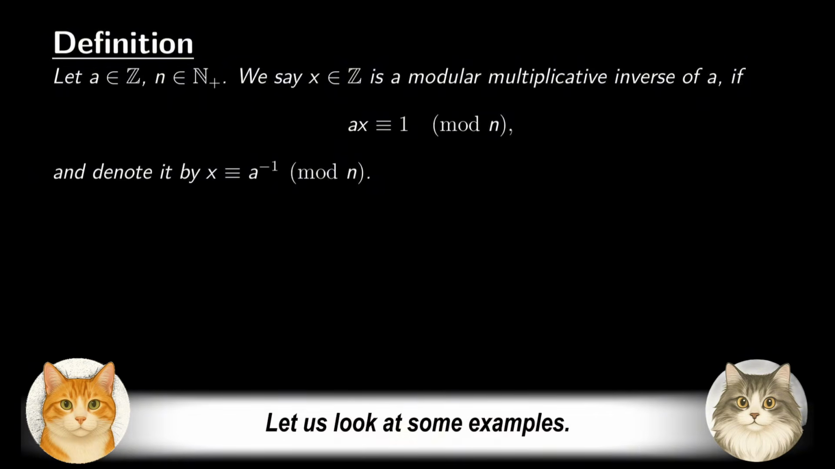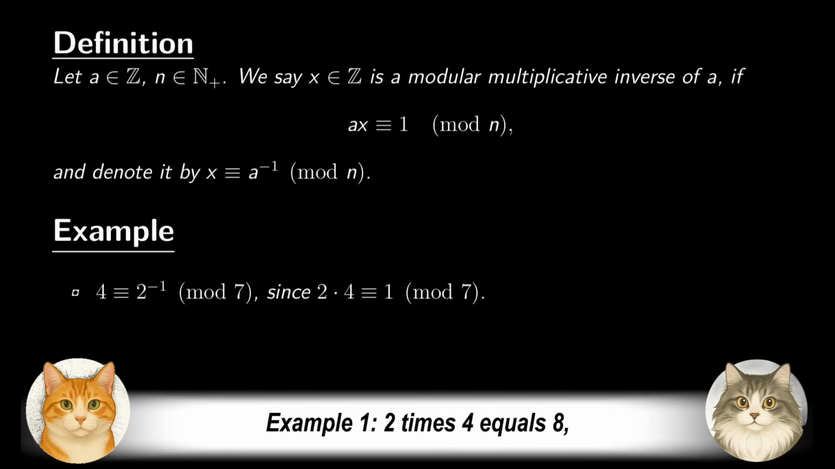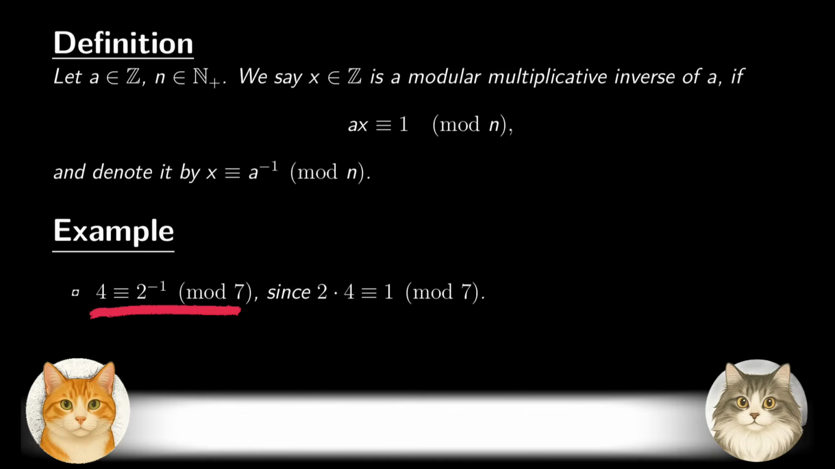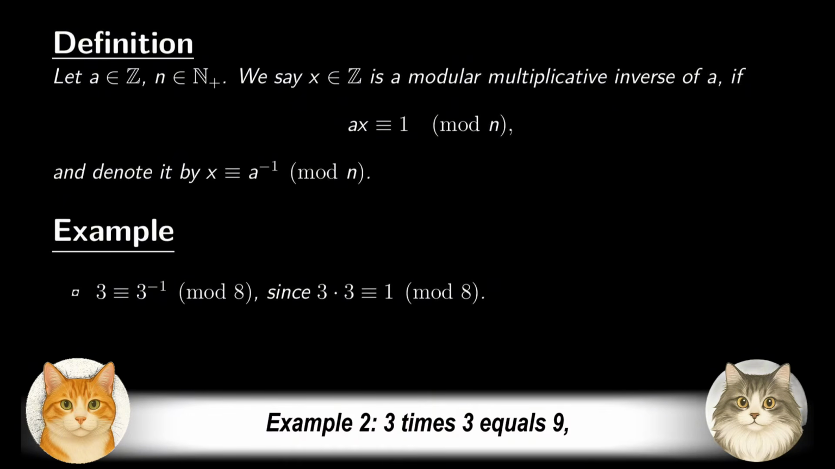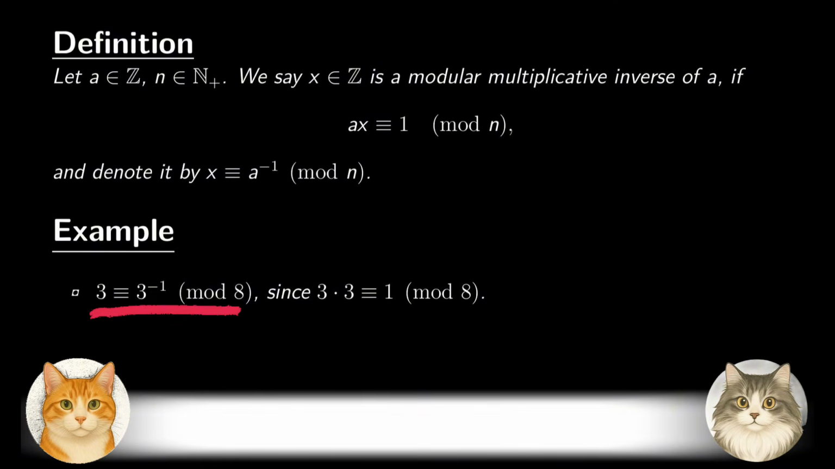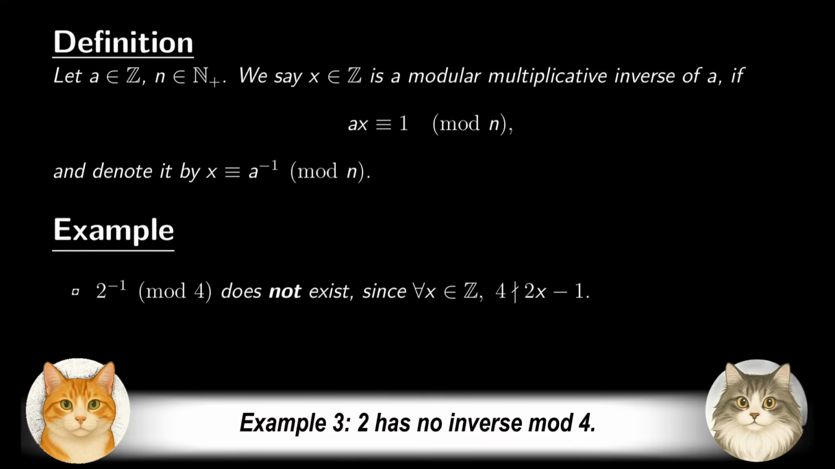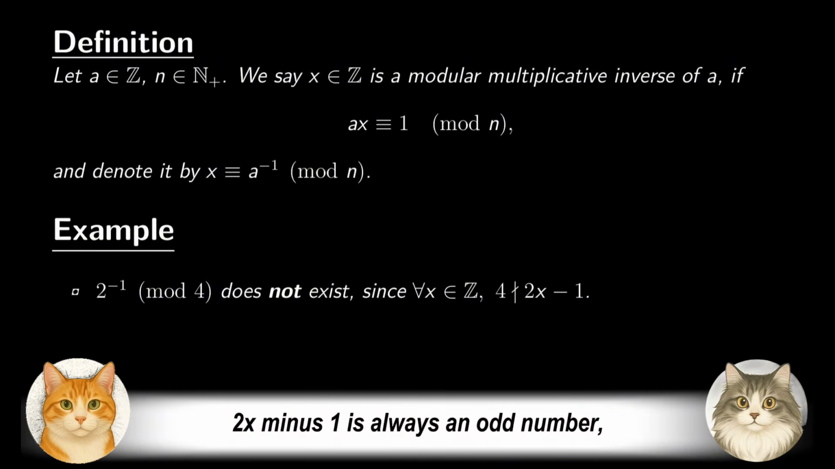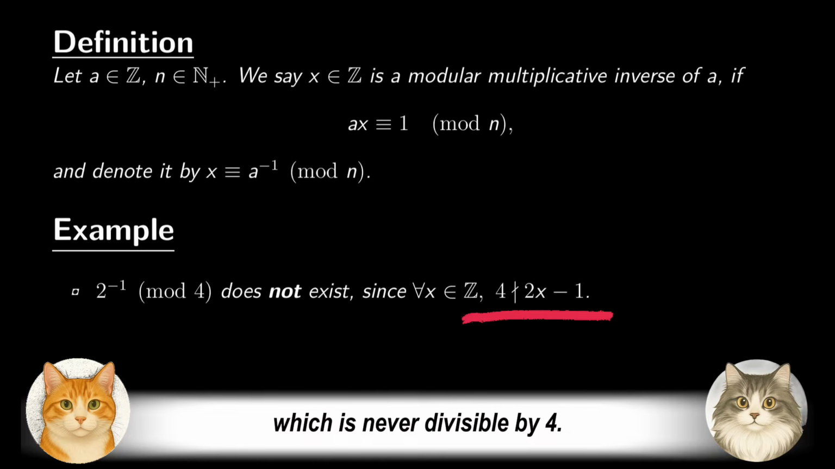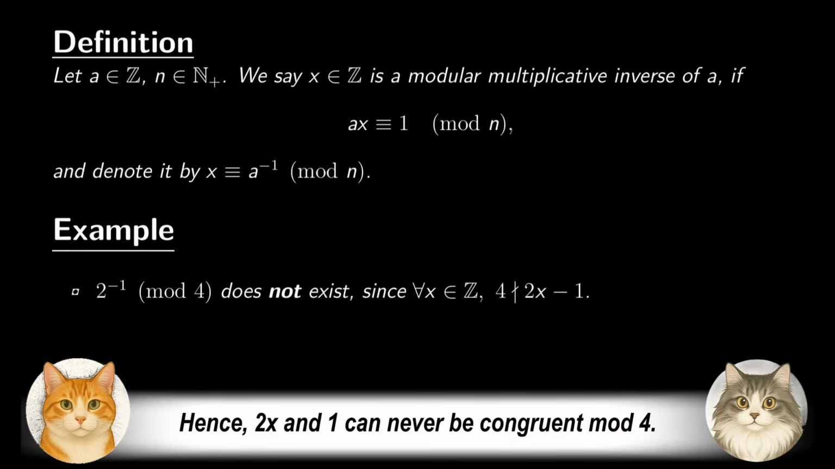Let us look at some examples. Example 1: 2 times 4 equals 8, which is congruent to 1 mod 7. So, 4 is the modular inverse of 2 mod 7. Similarly, 2 is the modular inverse of 4 mod 7. Example 2: 3 times 3 equals 9, which is congruent to 1 mod 8, so 3 is the inverse of itself mod 8. Example 3: 2 has no inverse mod 4. This is because for any integer x, 2x minus 1 is always an odd number, which is never divisible by 4. Hence 2x and 1 can never be congruent mod 4.